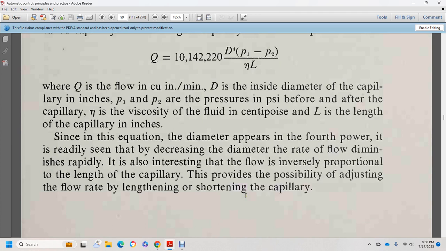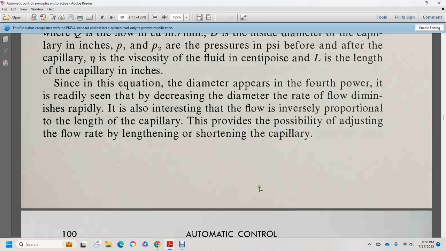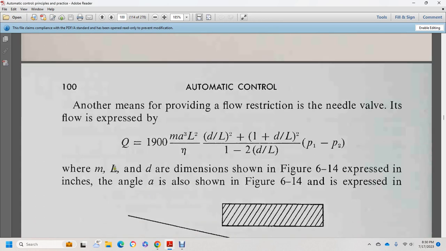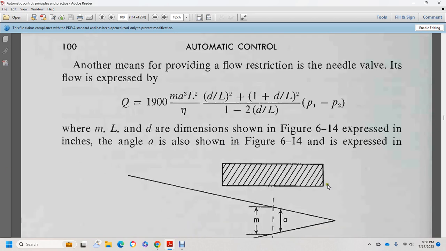In the equation, the diameter appears to the fourth power, so it is readily seen that a decrease in diameter diminishes the rate of flow rapidly, while the flow is inversely proportional to the length. The length of the capillary provides the possibility of adjusting the flow rate by shortening the capillary. Another means of providing a flow restriction is the needle valve, in which flow is expressed with M, L and D as shown in figure 6-14, expressed with the angle A, also shown in figure 6-14.